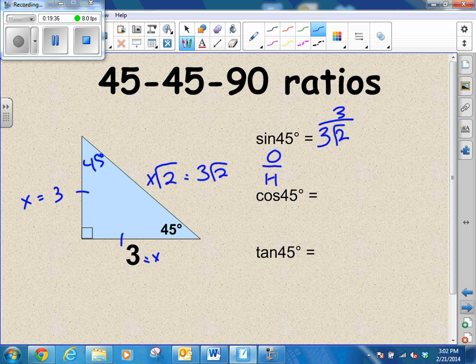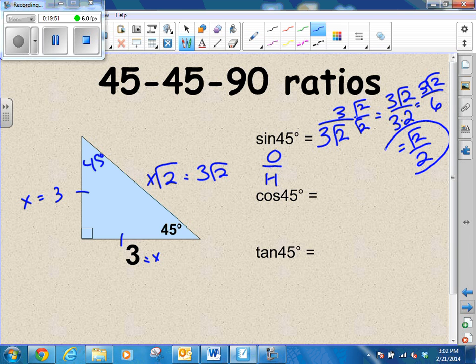Don't leave it like that. 3 over 3 radical 2 is equal to 3 radical 2 over 3 times 2, which is 3 radical 2 over 6, which is radical 2 over 2. Okay, we moved quickly with that, but are we okay simplifying that?